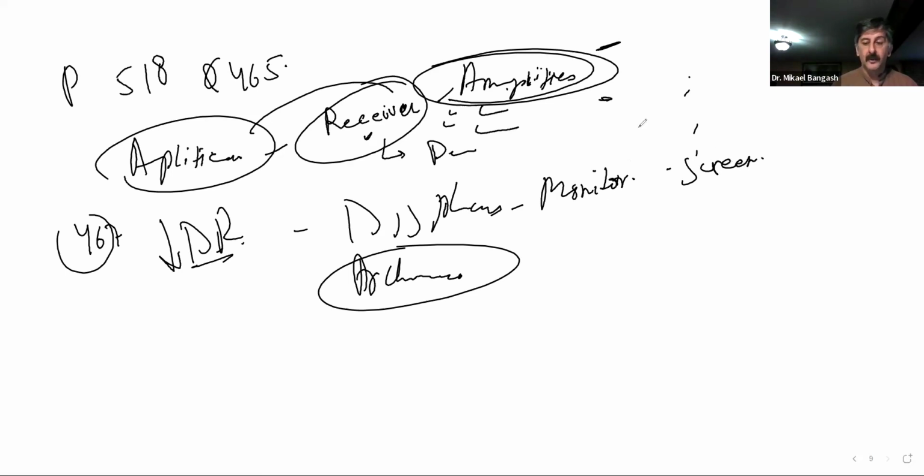Especially if we talk about components of the system. The screen of your computer where you are able to see what is going on right now is your display or monitor or screen, right?